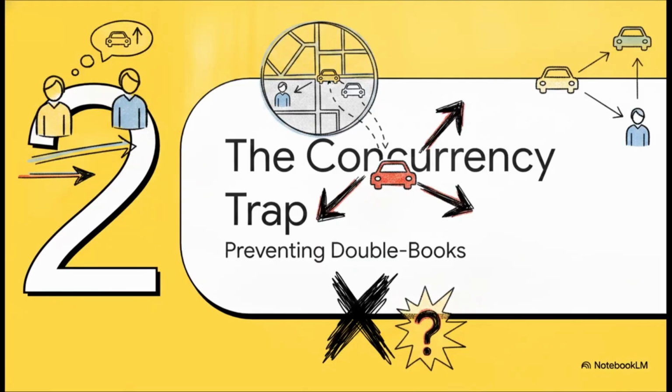Let's move to Section 2, the concurrency trap. Because here is where the tension really cranks up. Even with all that incredible speed and batch matching, you still have millions of people using the app at the exact same time.